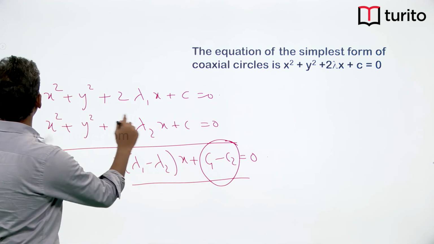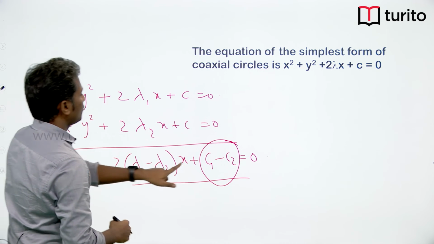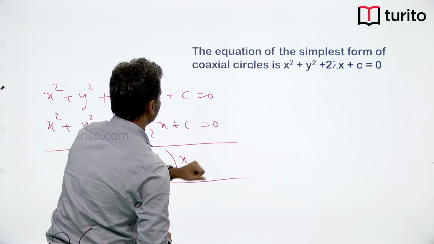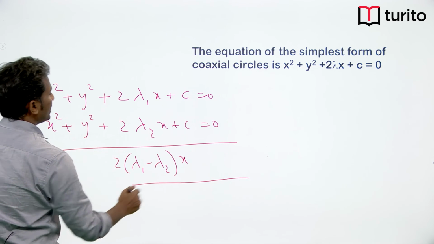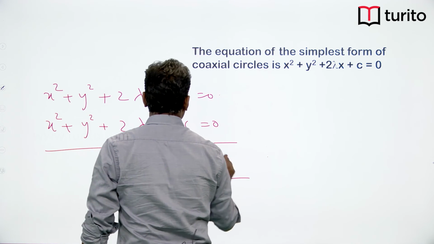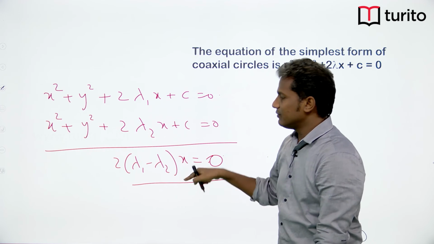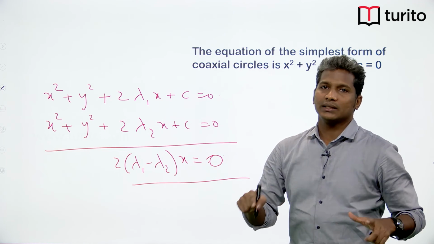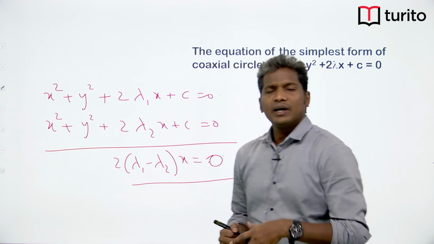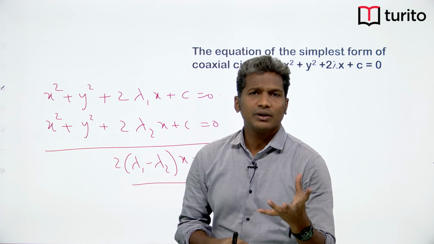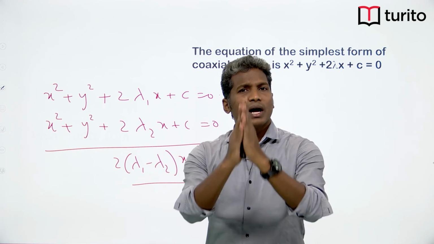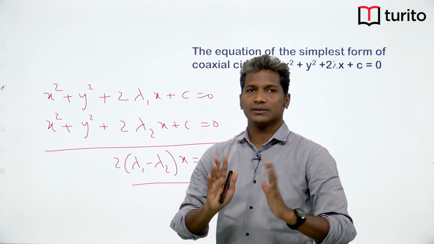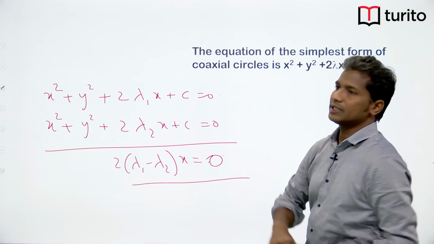So, now when I subtract, what happens? I will just get this to be equal to 0, which will give me y axis as my radical axis. So, when mathematicians wanted to represent one coaxial system, they took y axis as the radical axis. Okay, so this is one simplest form.